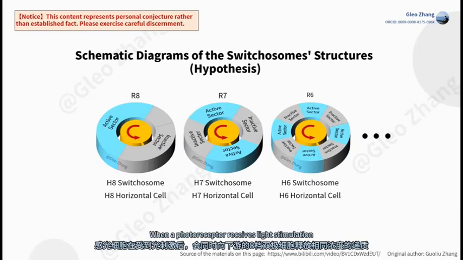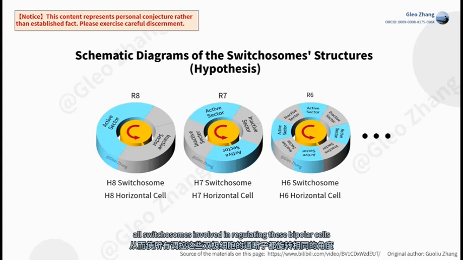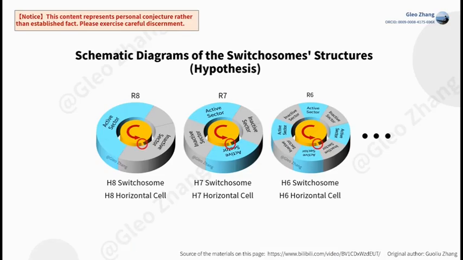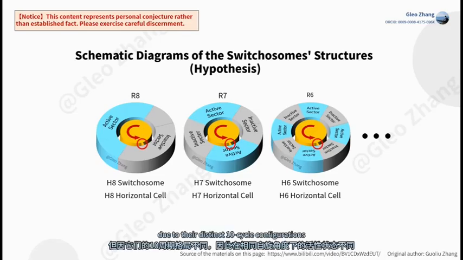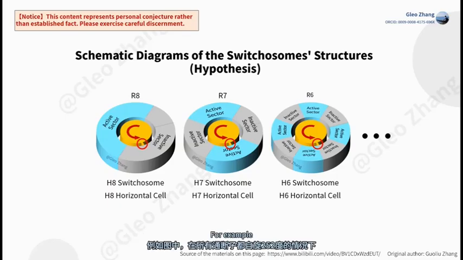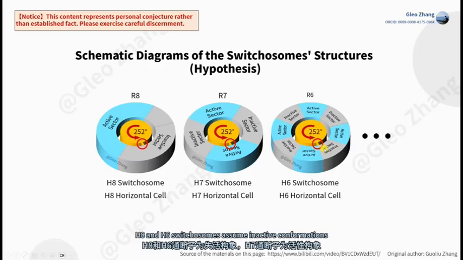When a photoreceptor receives light stimulation, it releases neurotransmitters at identical concentrations to its A-graded types of bipolar cells downstream. Consequently, all switchosomes involved in regulating these bipolar cells rotate to identical angles, as shown in the figure. However, due to their distinct 1-0 circle configurations, the activation states differ at the same rotational angle. For example, in the illustrated case where switchosomes rotate to 252 degrees, H8 and H6 switchosomes assume inactive conformations, and the H7 switchosome assumes an active conformation.